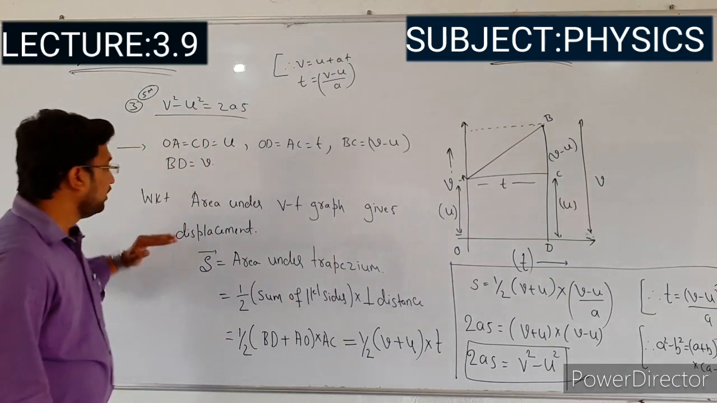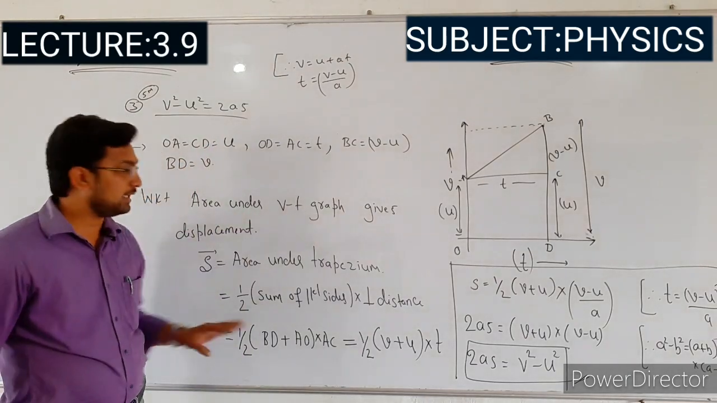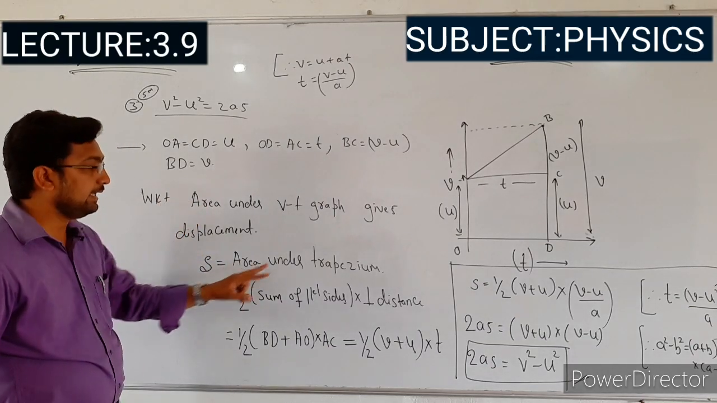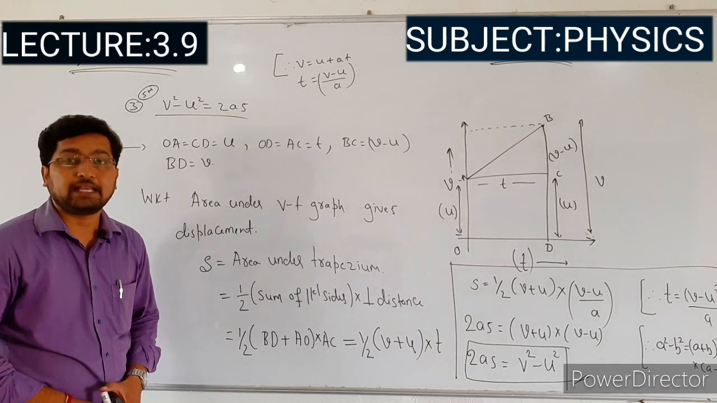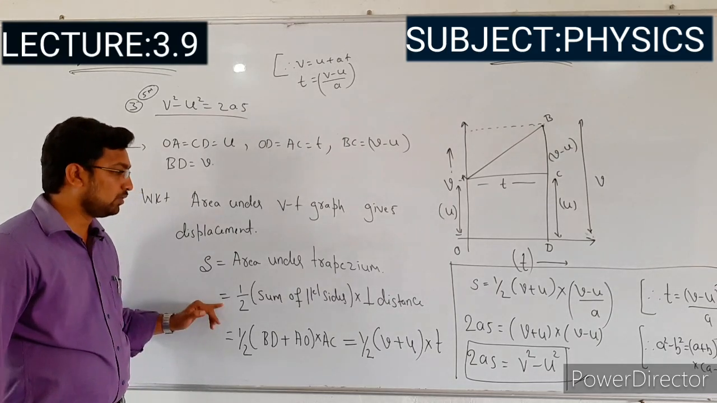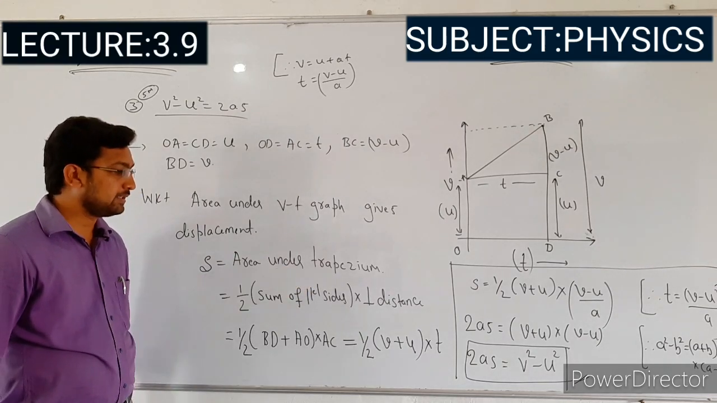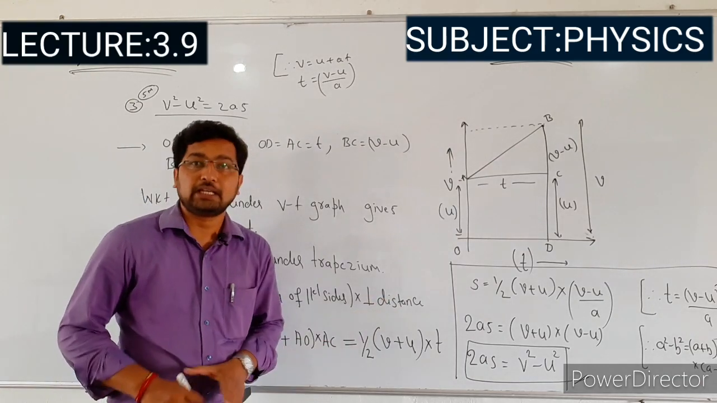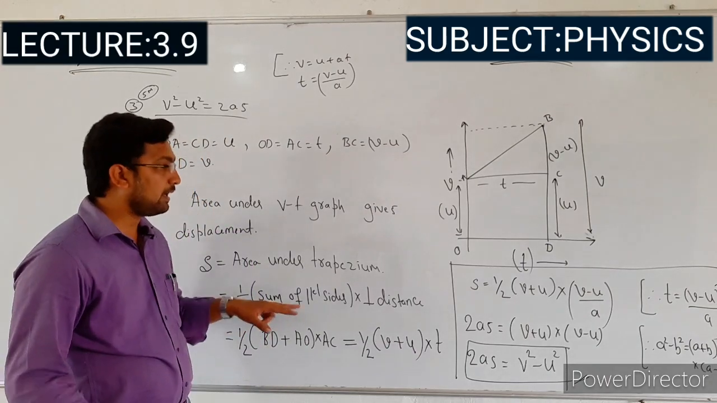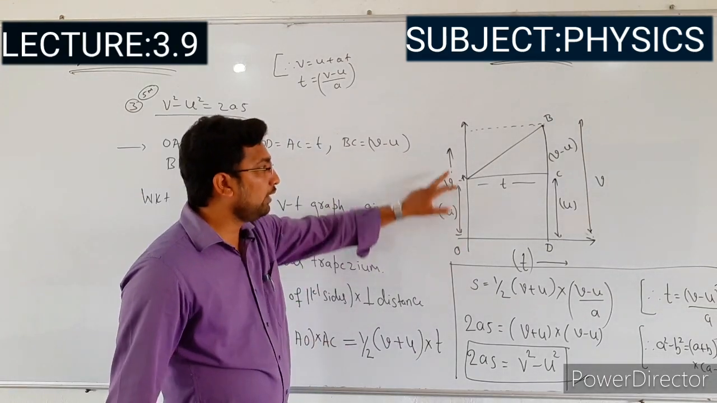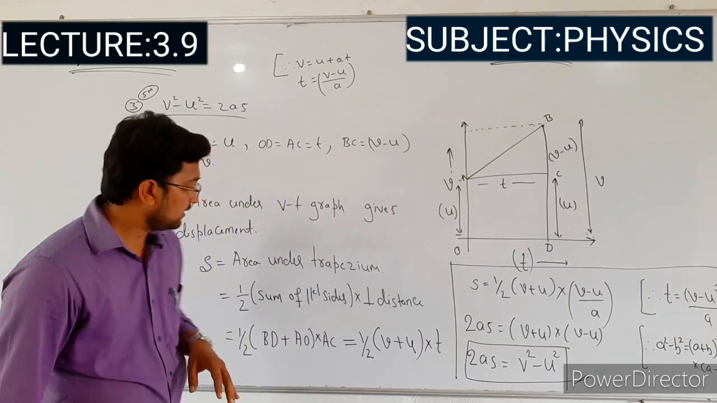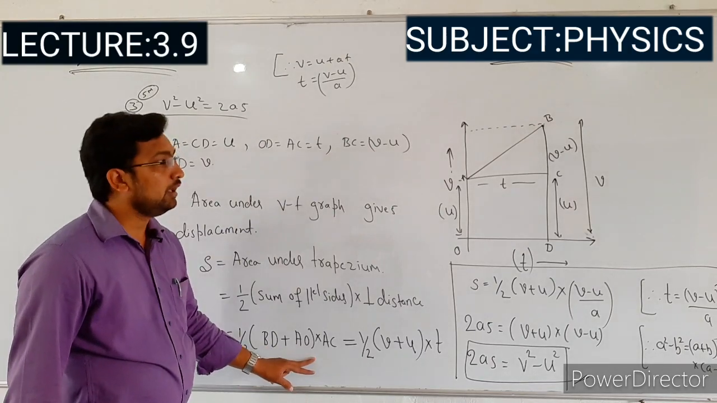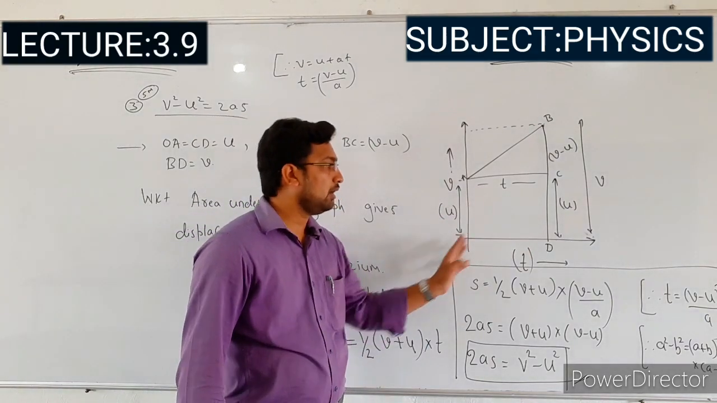We know that the area under the Vt graph gives the displacement. So the displacement is equal to the area under the trapezium. The area of a trapezium formula is 1 by 2 times the sum of the parallel sides into the perpendicular distance. Here OA and BD are the parallel sides. So this is equal to 1 by 2 BD plus AO into the perpendicular distance, which is AC or OD.